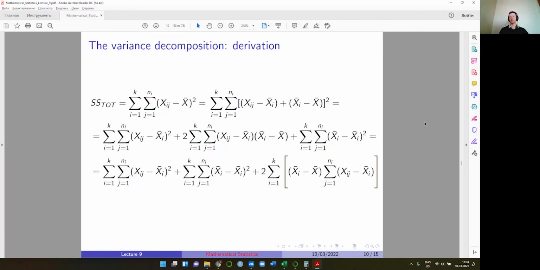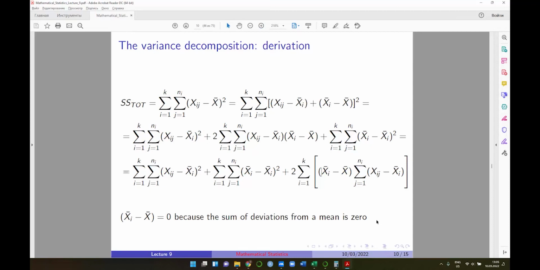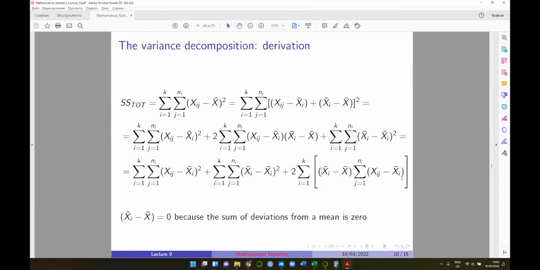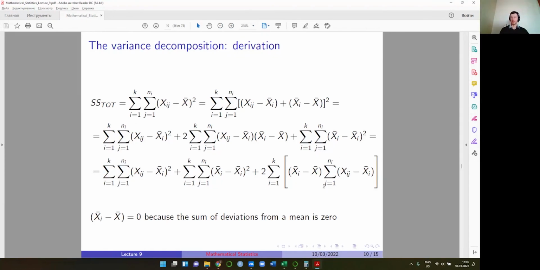That's the next step here. So first we rearrange, we take this double summation to the left, and here I take this out of the first summation sign. It does not differ for j's. It differs only for i's. And now we have an interesting thing. Here, this thing is 0, because the sum of deviations from a mean is 0. Therefore, the whole term becomes 0 as well. The whole third term is 0. And we are left with only these 2 terms.